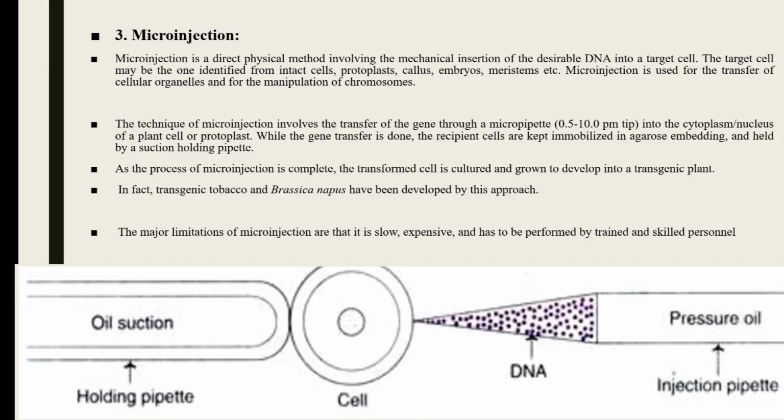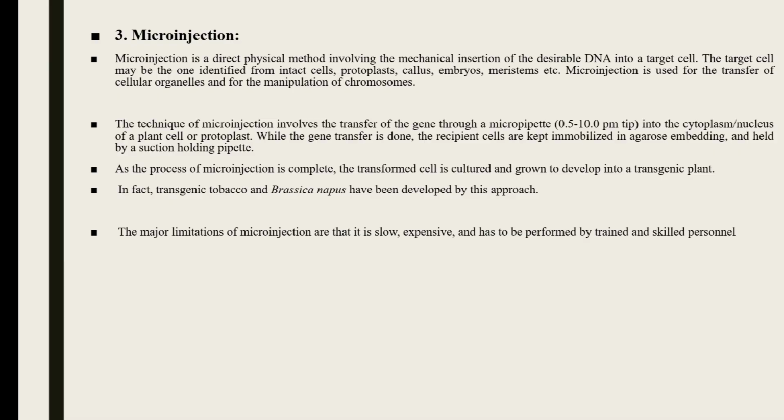While the gene transfer is done, the recipient cells are kept immobilized in agarose embedding and held by a suction-holding pipette. As the process of microinjection is complete, the transformed cell is cultured and grown to develop into a transgenic plant. In fact, transgenic tobacco and Brassica napus have been developed by this approach. The method looks quite easy, but it is slow, expensive, and has to be performed by trained and skilled personnel.